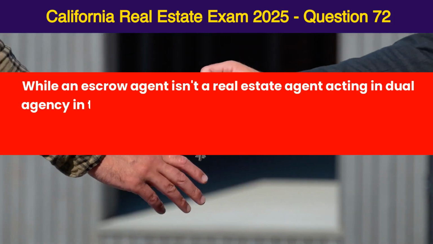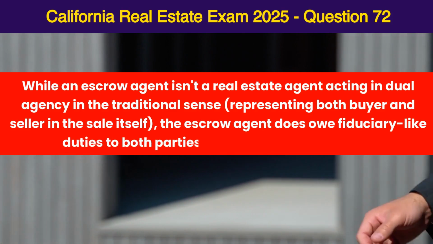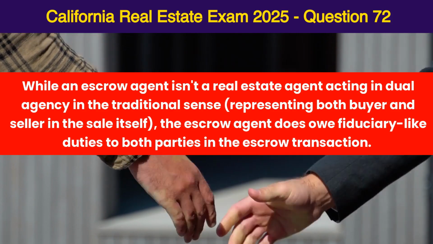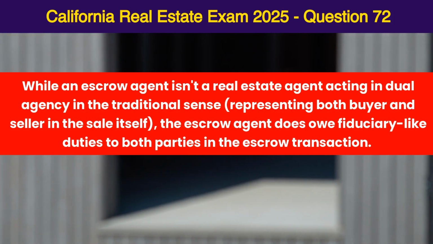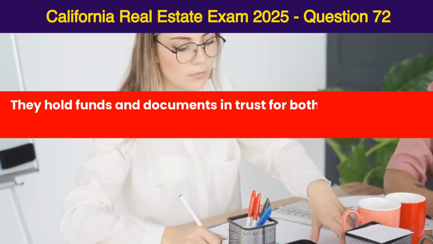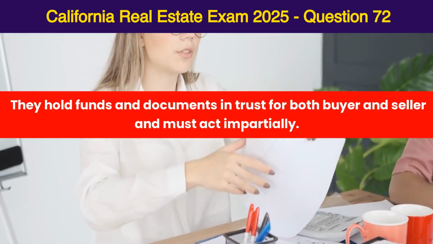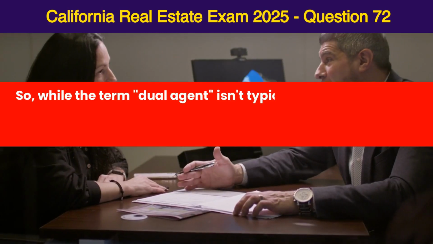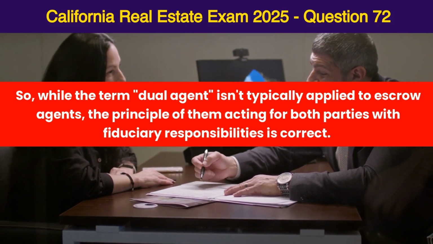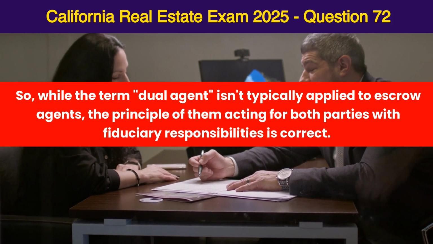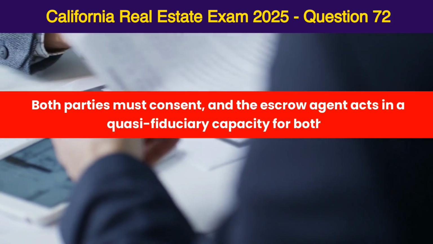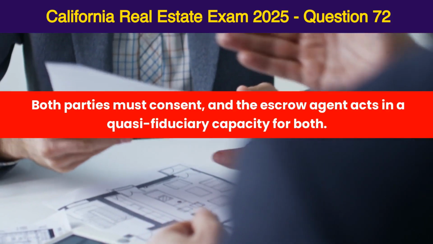While an escrow agent isn't a real estate agent acting in dual agency in the traditional sense, representing both buyer and seller in the sale itself, the escrow agent does owe fiduciary-like duties to both parties in the escrow transaction. They hold funds and documents in trust for both buyer and seller and must act impartially. So, while the term dual agent isn't typically applied to escrow agents, the principle of them acting for both parties with fiduciary responsibilities is correct. Both parties must consent, and the escrow agent acts in a quasi-fiduciary capacity for both.